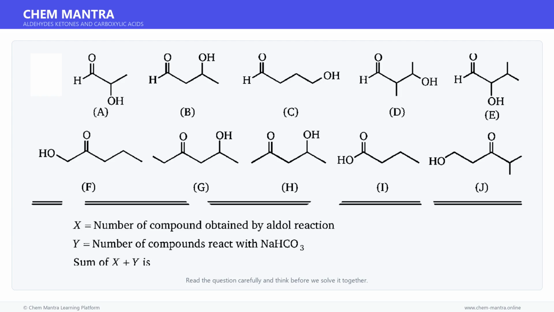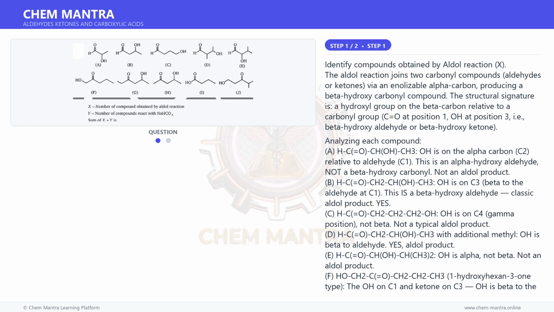Here is a numerical type question. Work through the numbers carefully. Let us solve it step by step. Let us begin solving this step by step. Identify compounds obtained by aldol reaction X.